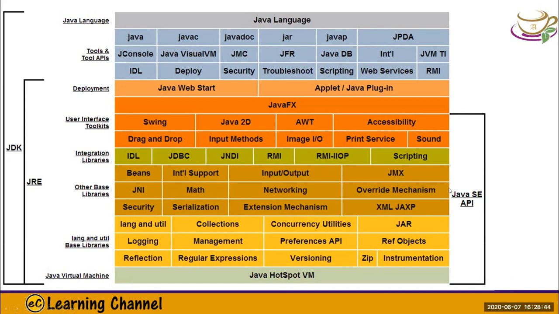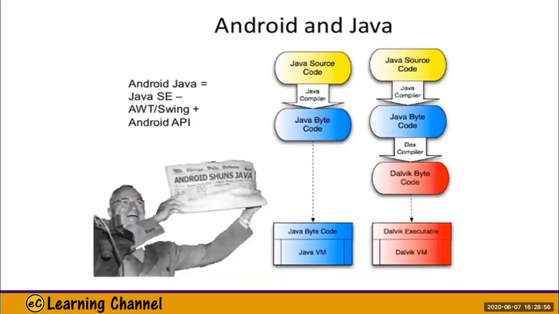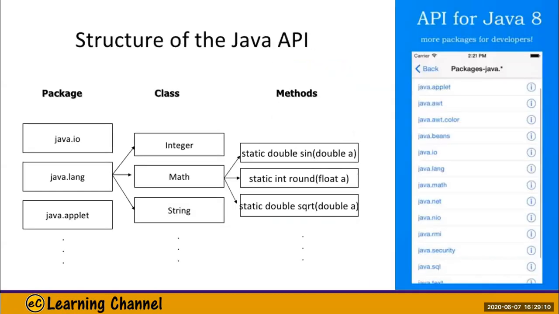So here are three terms: Java API, Java runtime environment, and Java JDK. They really mean the same package with different parts. And Java can also be run on Android. So Android is now one of the major platforms that run Java right now.